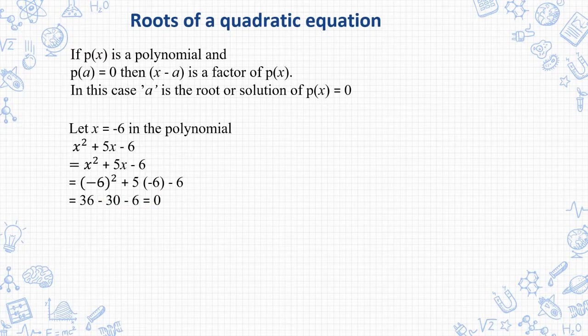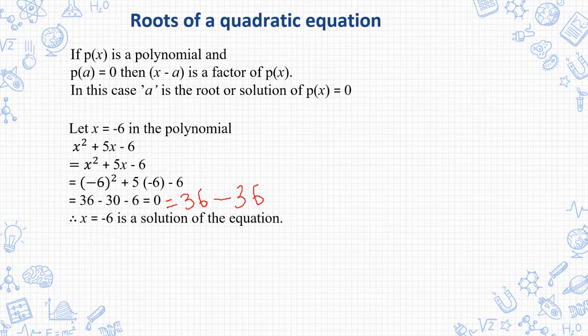So here you will get 36 minus 30 minus 6, which gives you minus 36. So this will be 36 minus 36, which is 0. So you get your 0. That means you can say that x is equal to minus 6 is a solution of the equation, or you can also say that minus 6 is the root of the equation.